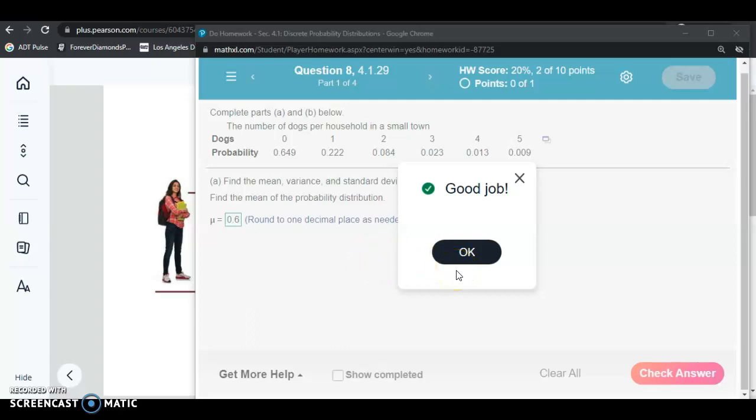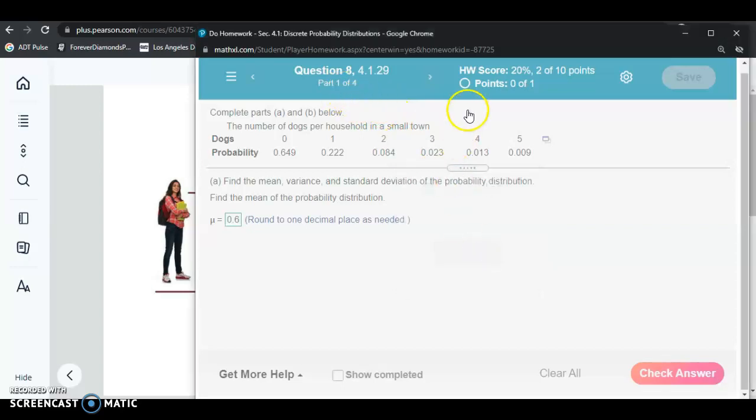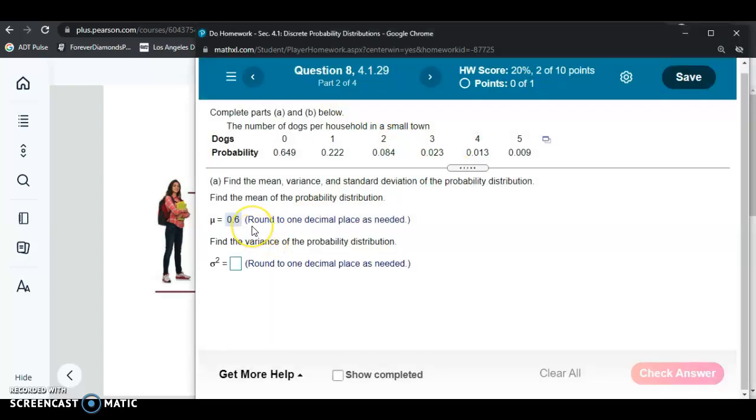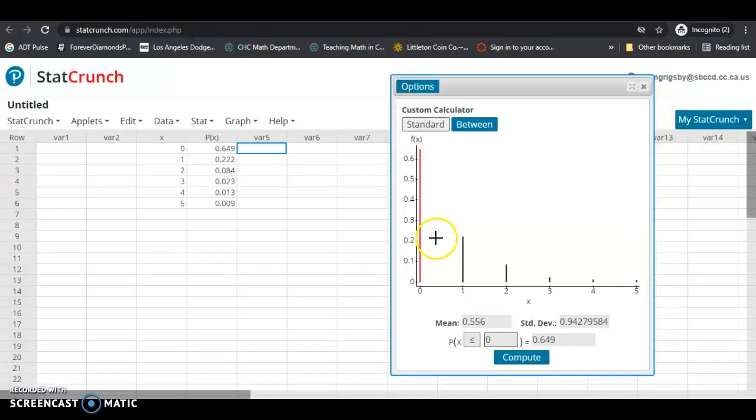Okay, so we're going to continue the example we left off on from the previous video, which was problem 8 in the homework for section 4.1. So part A asked us to calculate the mean, which we've already done in StatCrunch. So the mean is 0.556.